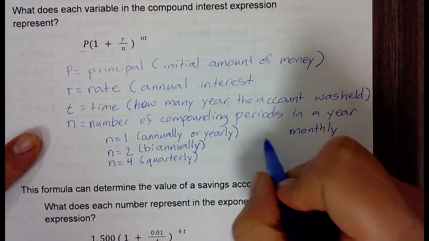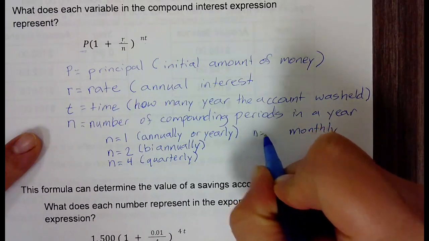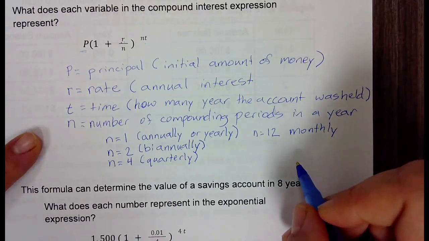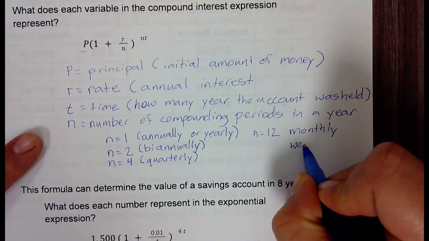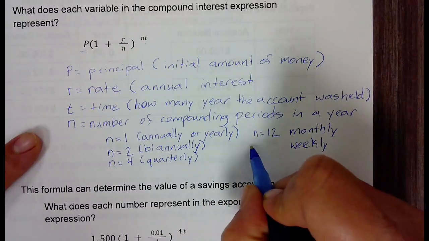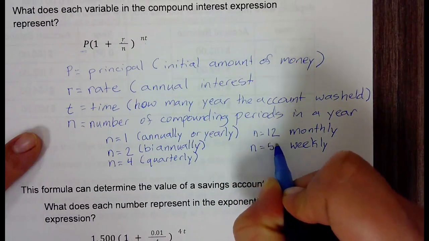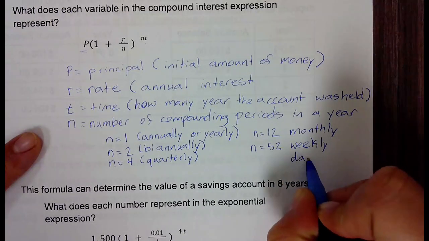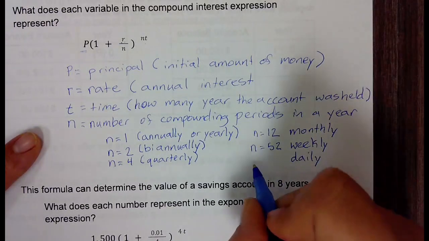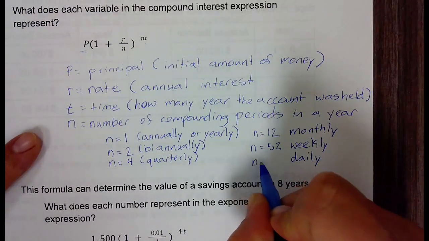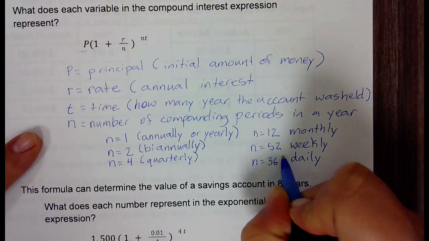There are 12 months in a year, so N would equal 12. And if it compounds weekly, there are 52 weeks in a year, so N would equal 52. If it compounds daily, there are 365 days in a year, so N would equal 365.